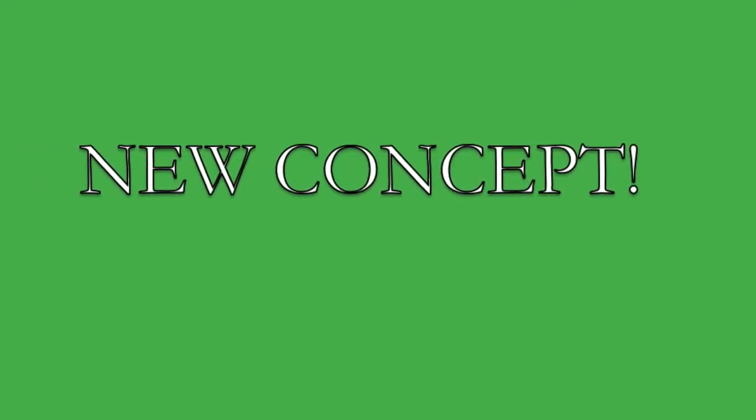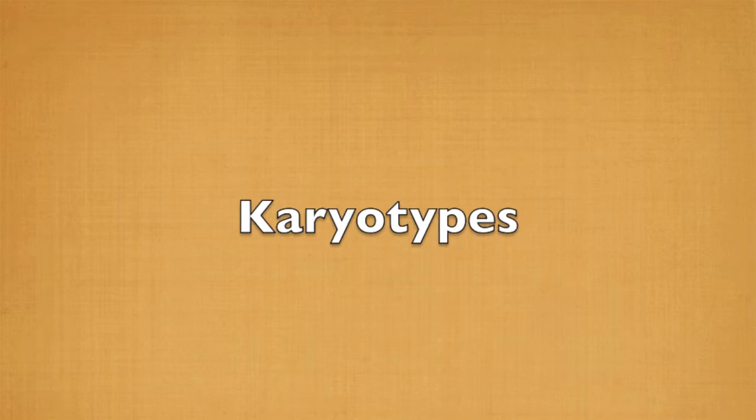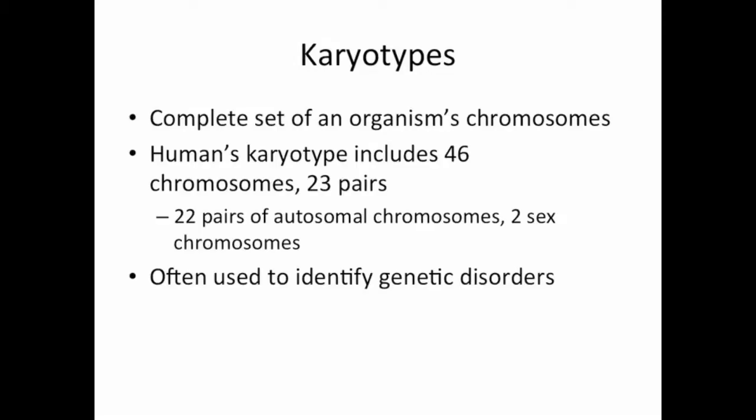Now to introduce karyotyping. This process is for visualizing the actual chromosomes of an individual and thus making predictions on their genetic health. Karyotypes are a complete set of an organism's chromosomes. Human karyotypes include 46 chromosomes with 23 pairs. 22 of the pairs are autosomal chromosomes, while the last one is a sex chromosome pair. Autosomal just means not a sex chromosome. Karyotypes are often used to diagnose genetic disorders.